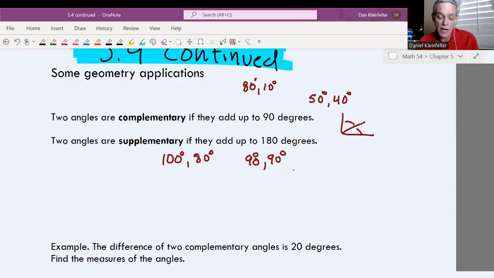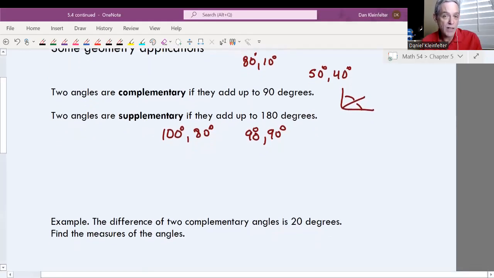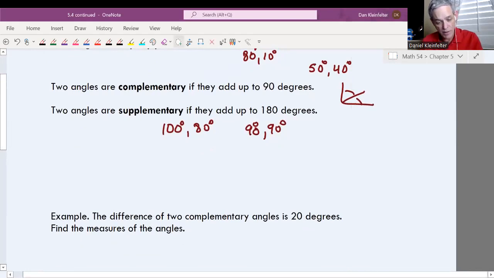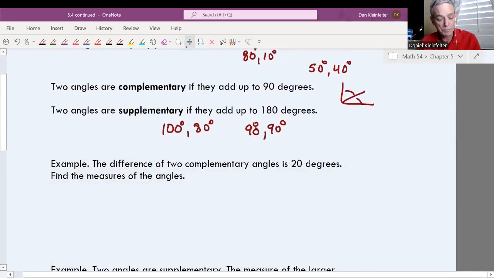So here we've described 80 and 10 as complementary. We could also say the complement of 80 is 10, or the complement of 10 is 80. Similarly, 100 and 80 are supplementary angles. We could say that 100's supplement is 80, and also the supplement of 80 is 100. Okay, so that's the terminology we're going to need to help us with these first couple problems.